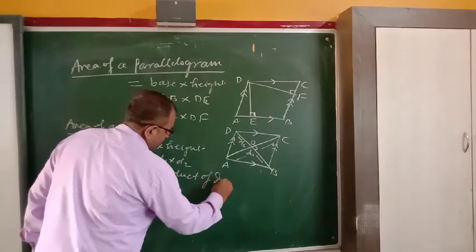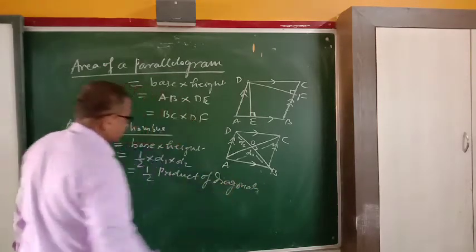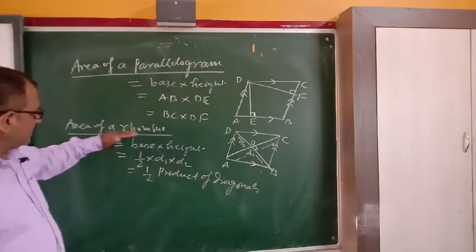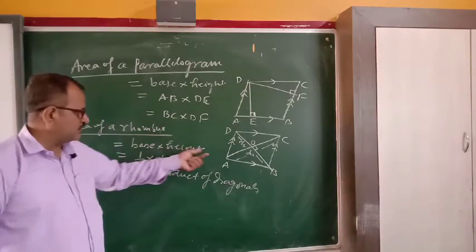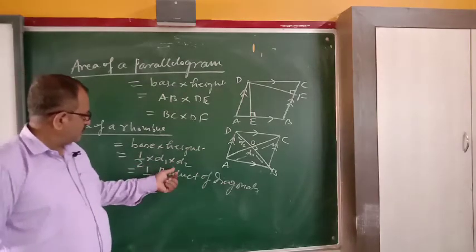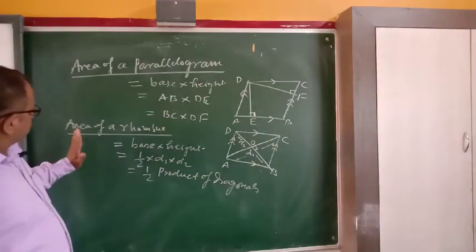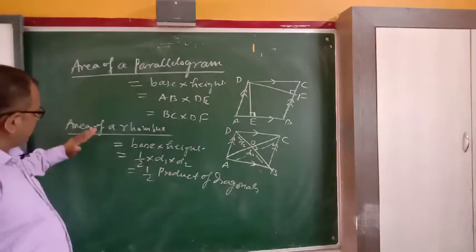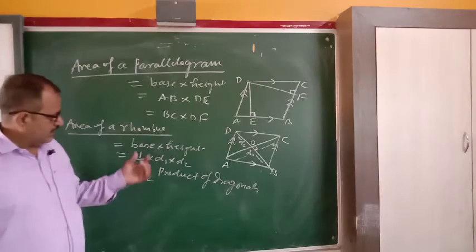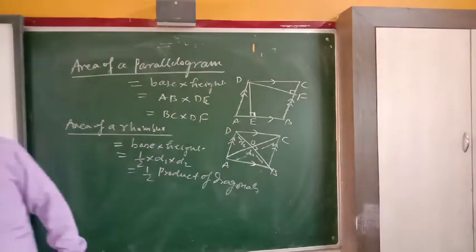So there are two formulas for the area of a rhombus. The first one is base into height. The next one is 1 by 2 product of diagonals. So that was the area of a parallelogram and the area of a rhombus. Next topic we will see, area of a trapezium.